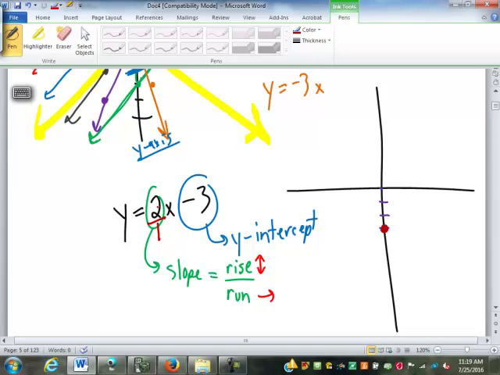The top number we said is the rise. So from this point, we established this is the starting point of our graph. We're going to rise how much? 2. And then we're going to run how much? 1. Because the bottom number is run. So there's a graph, just like that.